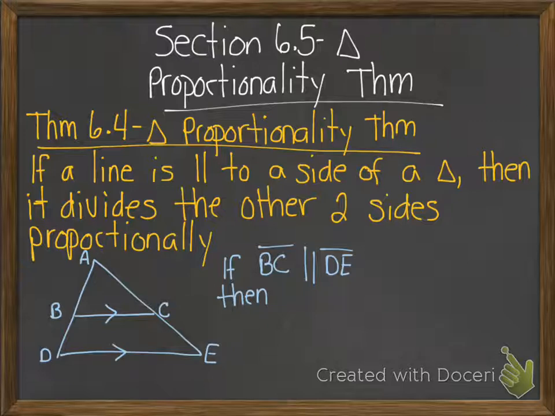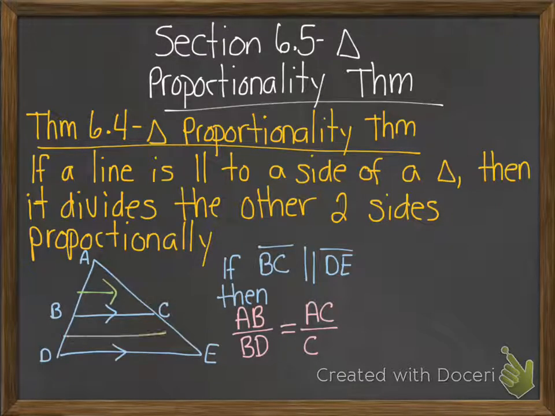So start with one side of your triangle and give me a ratio. What two sides are formed here? AB, and what else do we have? BD. All right, so I know AB over BD is going to equal. Now, what's across from AB? AC. And what's across from BD? CE. So this is the ratio that's set up right here.